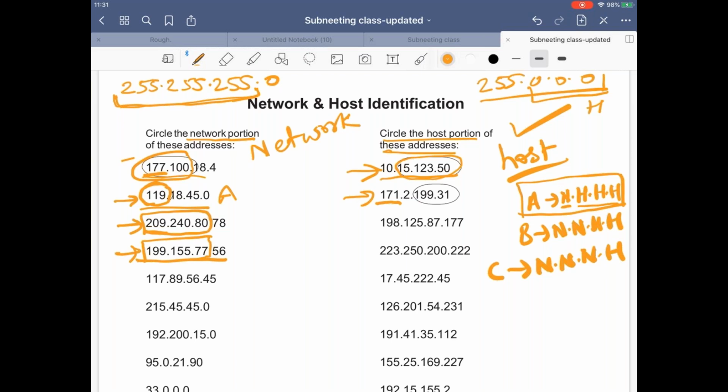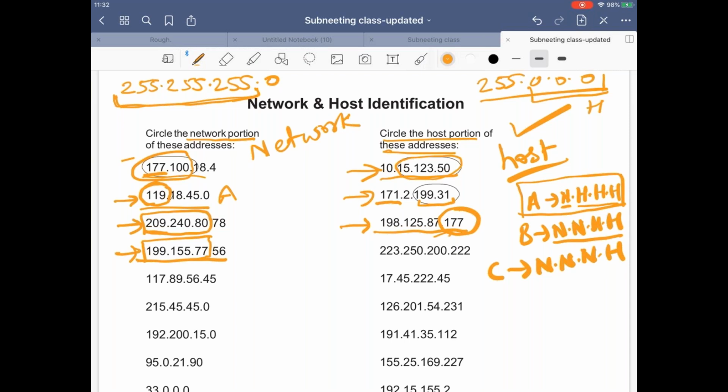So for class B, the last two octets are host. Host part, correct. Next one, 198.125.87.177. That belongs to class C, and the last part, 177, is the host portion.